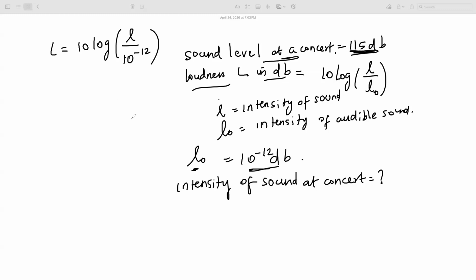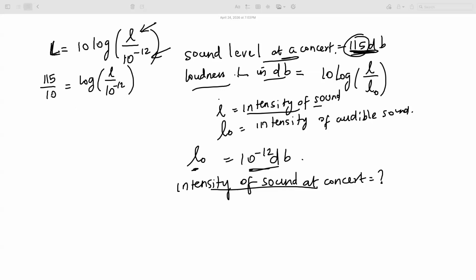I'll substitute this. Here L is your loudness level, right? So I is the intensity of sound at the music concert, and I0 is the intensity of audible sound. They are asking for the sound intensity at the concert, so we don't know I, whereas the capital L, the loudness of sound, which is 115, is already given. So 115 by 10 will be equal to log of I by 10 power of minus 12. However, this is 11.5, equal to log of I by 10 power of minus 12.